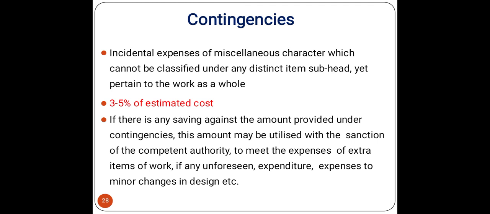Next, what are the contingencies? Incidental expenses of miscellaneous characters which cannot be classified under any distinct item subhead yet pertain to the work as a whole are contingencies. These are almost around 3 to 5% of the estimated cost. If there is any savings against the amount provided under contingencies, this amount may be utilized with the sanction of the competent authority to meet the expenses of extra items of work, if any, unforeseen expenses, minor changes in design, etc.